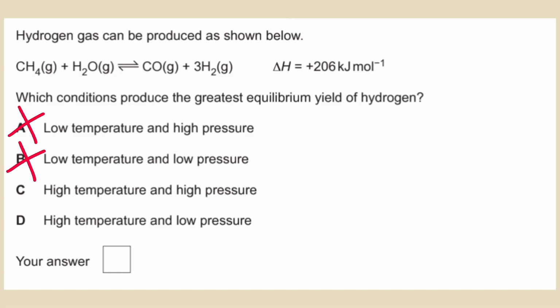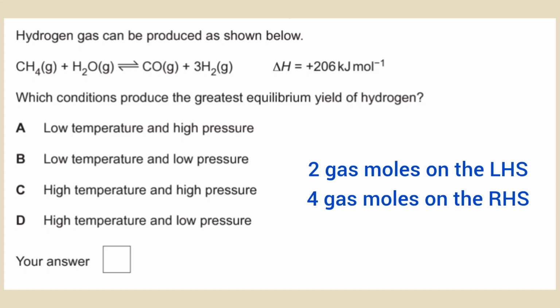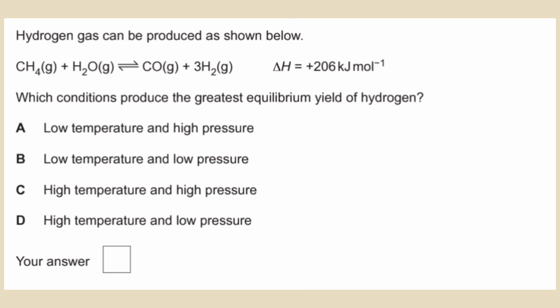The next thing is that this reaction, everything's in the gas phase, so we can count our gas moles. We've got 2 gas moles on the left, 4 gas moles on the right. If we want to shift it in the forward direction to the right hand side, that's the side with the most gas moles, so we need a low pressure to do that.